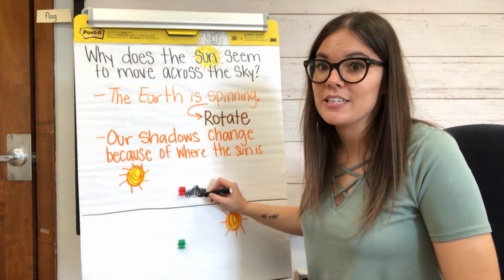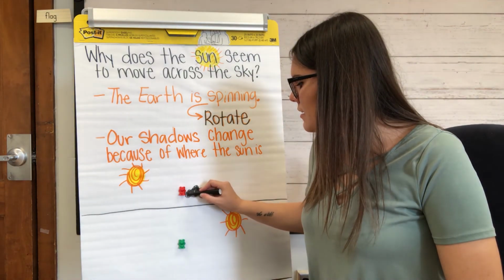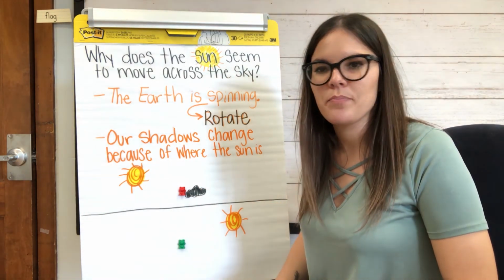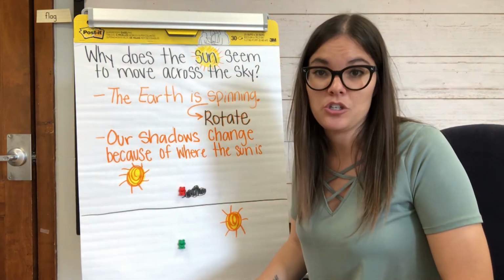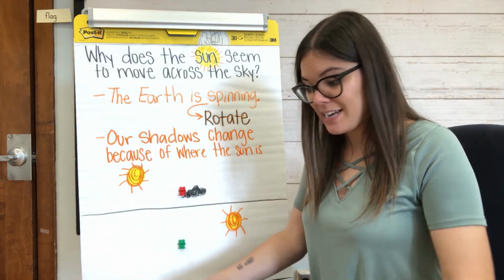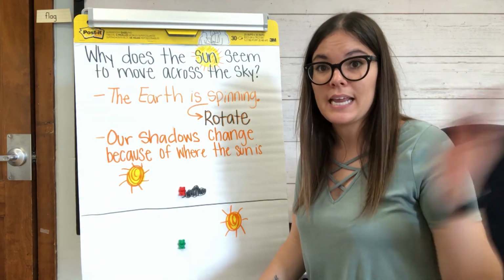I know it looks like a silly shadow, but we know what it means, right? We also need to understand that our shadows are always connected to us. So it's always going to be connected to our feet if we're standing up outside.